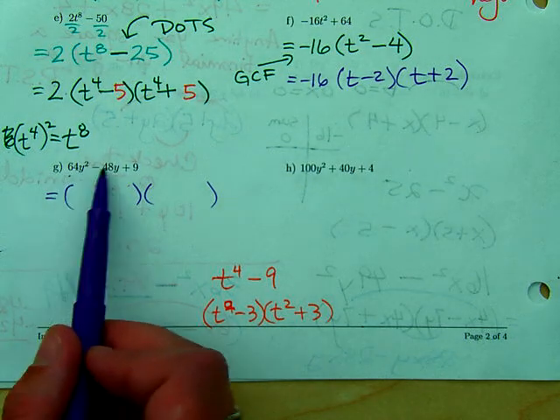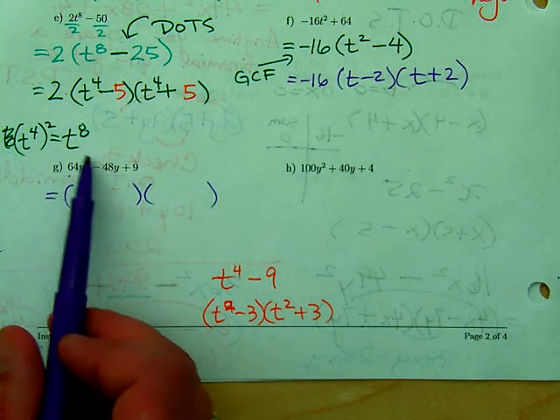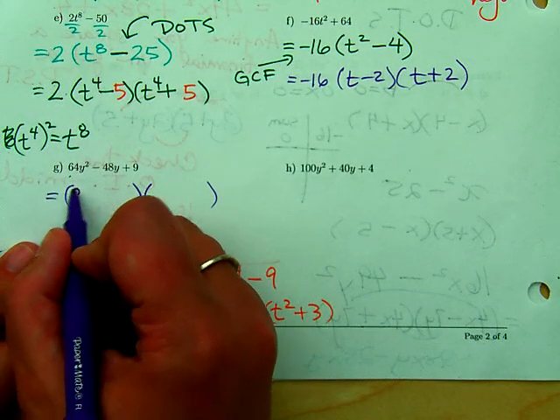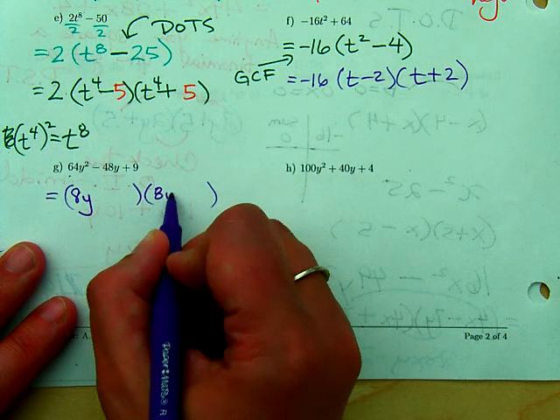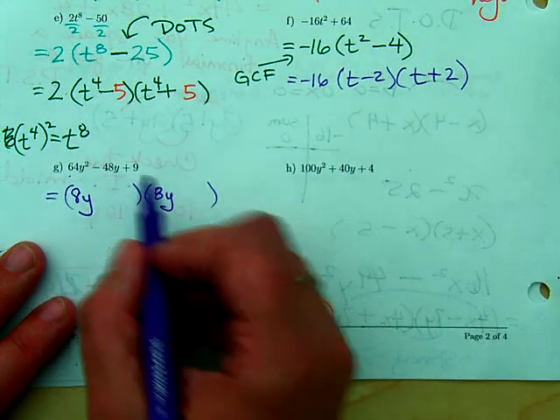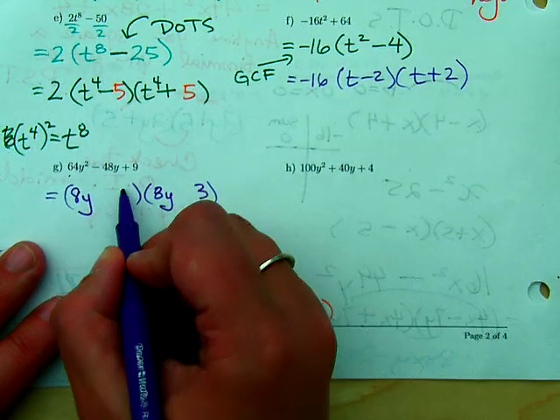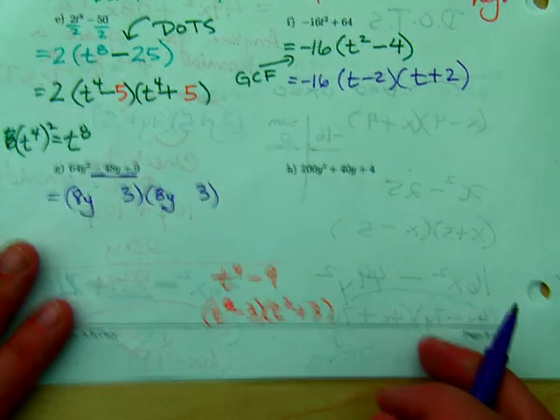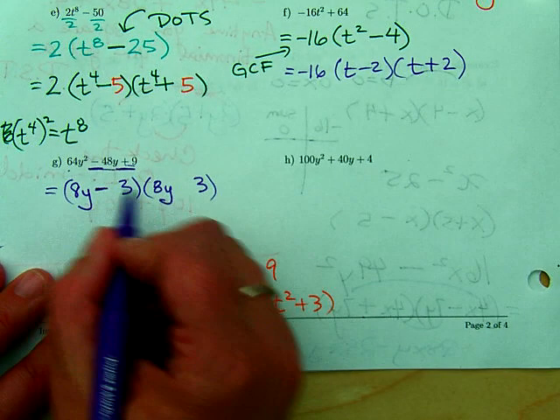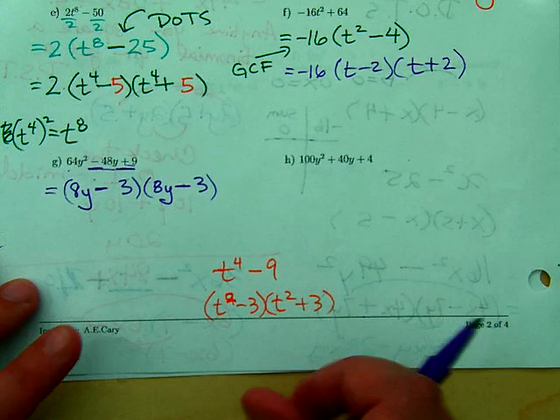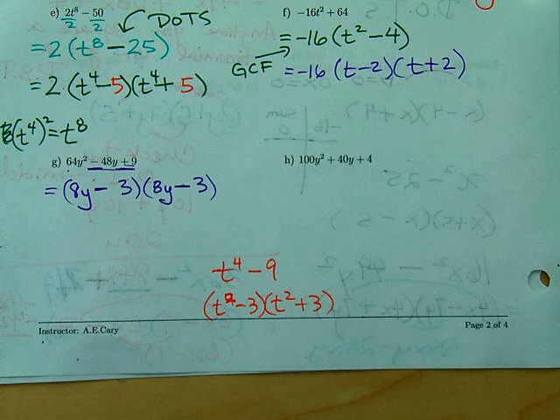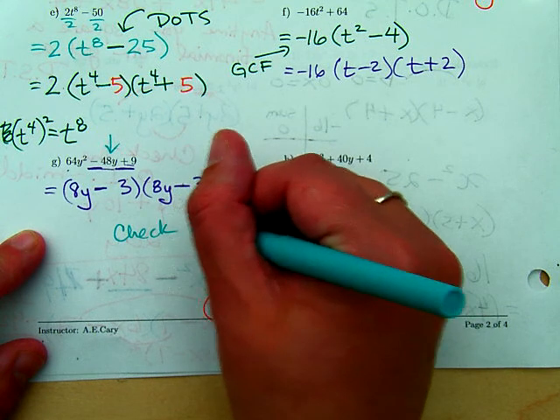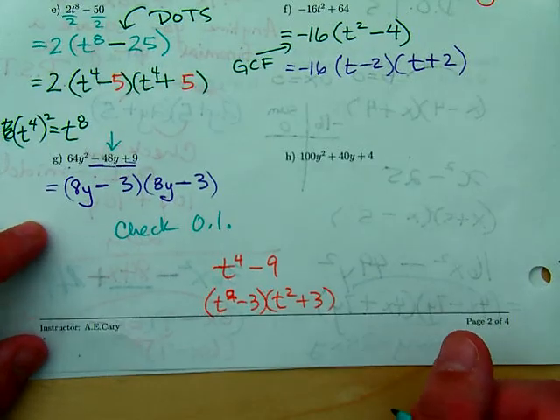It's a trinomial with 3 terms, and 64 is a perfect square, isn't it? So what times what gives you 64y squared? 8y times 8y. And what times what gives you 9? 3 and 3. Look at the signs here. Here's a negative, here's a positive. So they're both negatives. Let's check the middle term. Check to make sure you get check OI. Does everybody know what I mean by check OI?